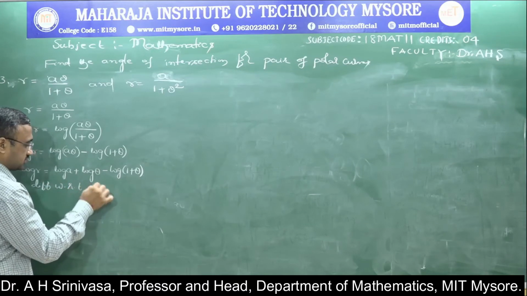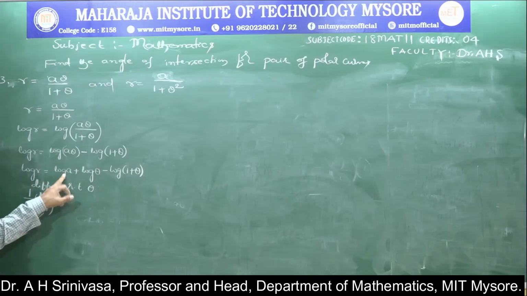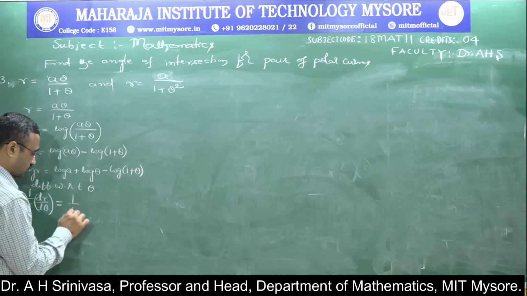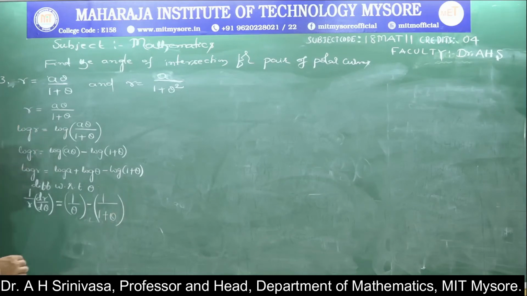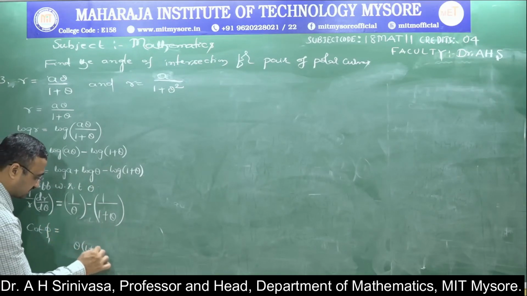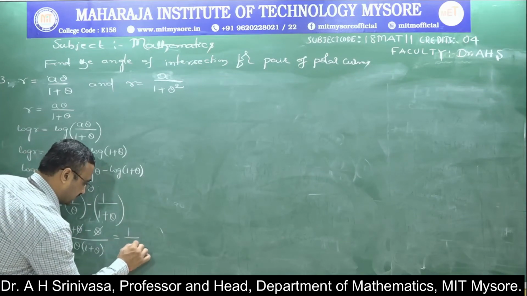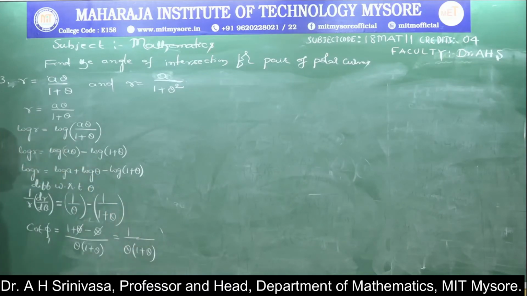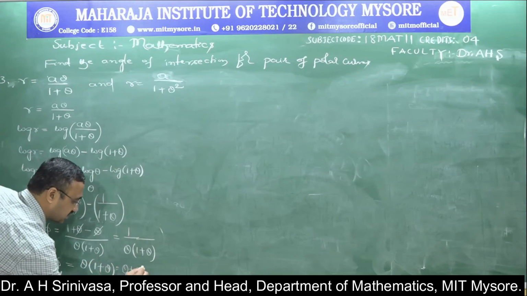Differentiate with respect to theta. It's clear? It is 1 by r, dr by d theta should be equal to, the differentiation of log a becomes 0. This becomes 1 by theta minus the differentiation of this, 1 by 1 plus theta. Make a simplification. This becomes cot phi 1, taking LCM here, theta into 1 plus theta is the LCM. We have 1 plus theta minus theta. Now cancellation of these two, we get 1 by theta into 1 plus theta. If we take the reciprocal of this, we get tan phi 1 is theta into 1 plus theta, or simply theta plus theta square.